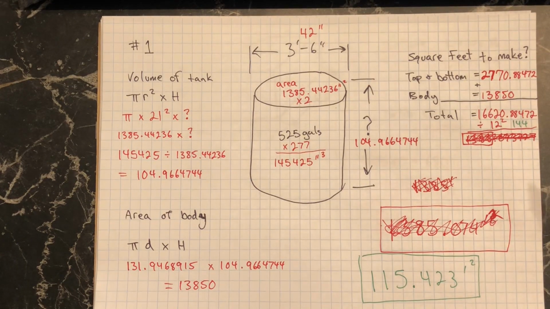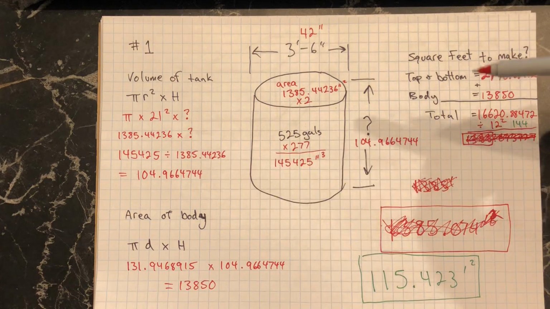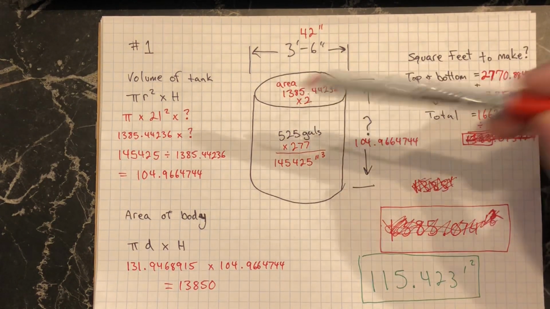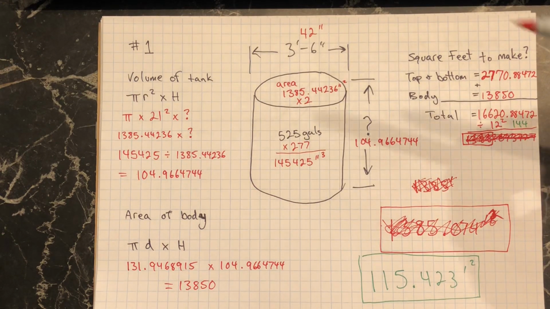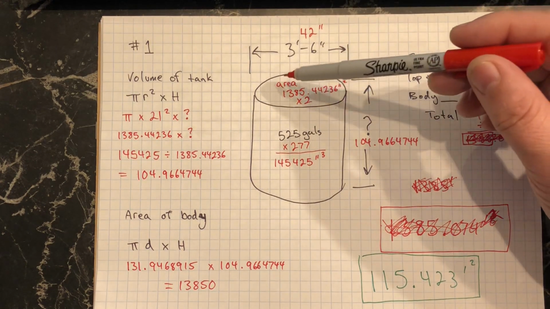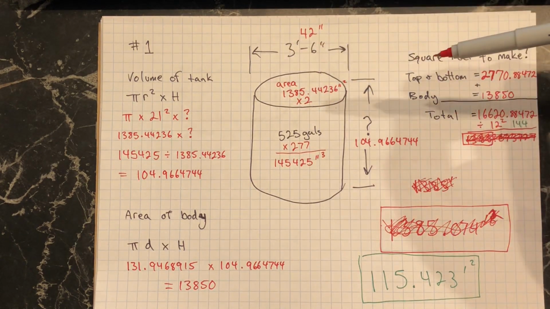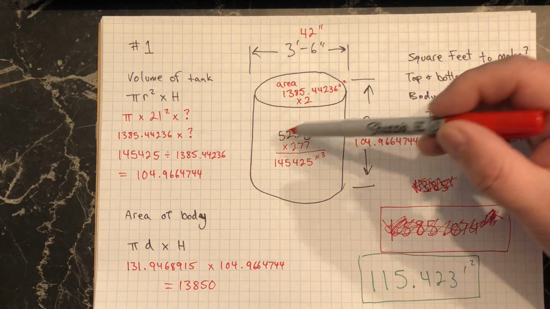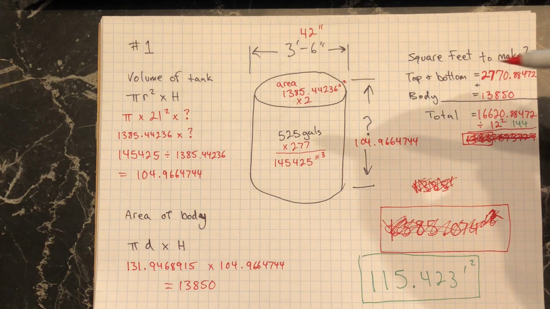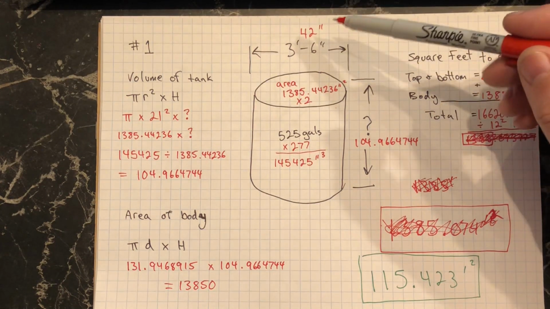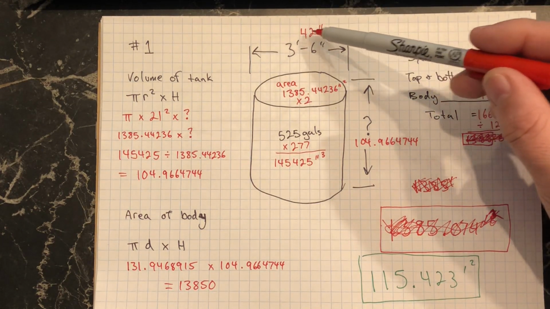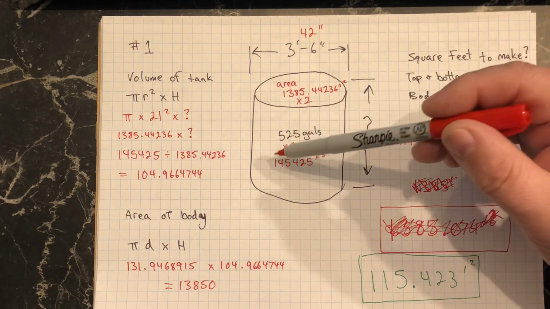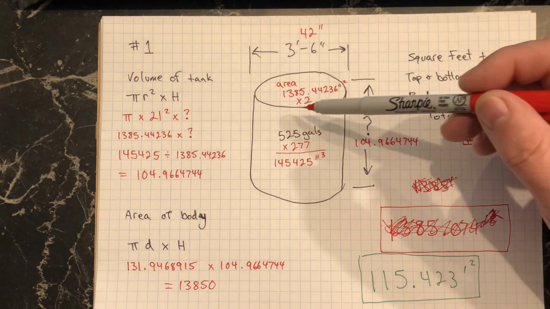So we're trying to see how many square feet it's going to take to make this cylindrical tank. It has a diameter of 3'6". We don't know what the height is yet. We do know that it holds 525 gallons. So the first thing I did was change this to inches, because we're dealing with cubic inches when we convert our gallons.